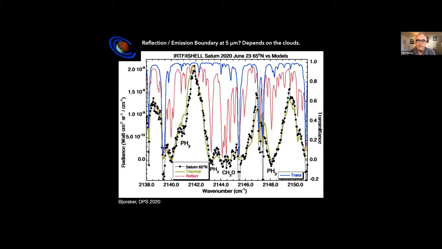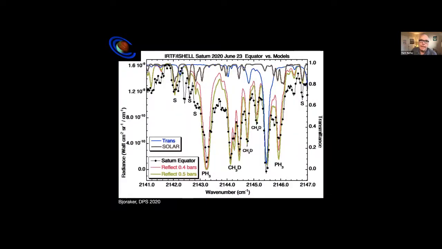And again, these species we see because of the long path length, like phosphine. But same planet, go down to the equator. And now it's just the opposite. He finds the best fitting model is entirely reflected light. So a higher, thicker cloud model, something like 0.4, 0.5 bars, matches the data. So that rule of thumb is then wrong here, because some parts of Saturn we're seeing reflected light, some parts of Saturn we're seeing thermal emission. And this is just one example that it's not a hard and fast rule, but we're seeing it in this transition wavelength region.